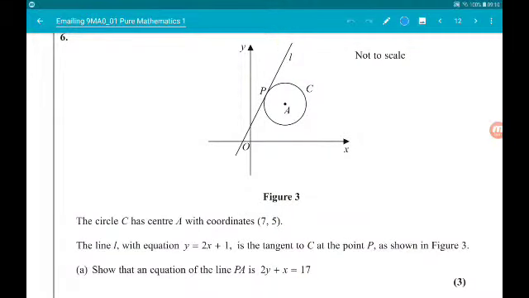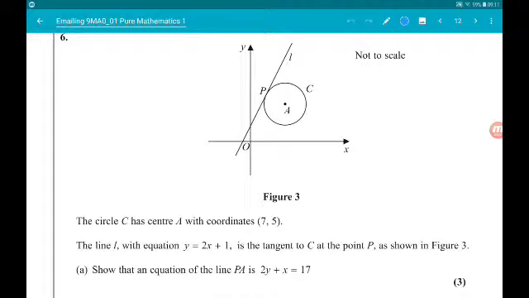Question 6, 10 marks altogether, coordinate geometry. So we have here a circle C with centre A at 7, 5. We have the line L with equation y equals 2x add 1, which is a tangent to the circle at P as shown in figure 3. We want to show, for part A, that an equation of the line PA is 2y add x is equal to 17.